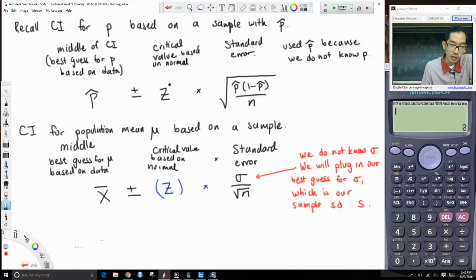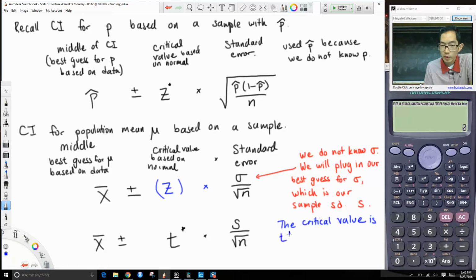What ends up happening, though, is that we have to compensate. Plugging in S instead of sigma is fine, but we can no longer just use values from the normal distribution. We have to compensate for it, and so I'm going to put in t star. This is a critical value. The t star is based on the normal distribution, but there's a compensation factor. So the critical value is now t star, which compensates for using S instead of sigma.